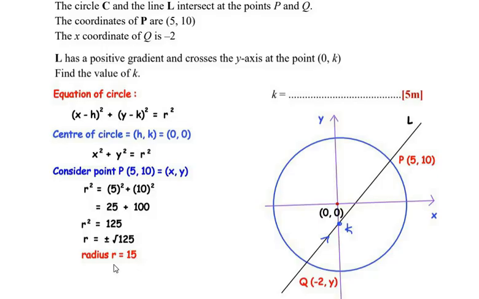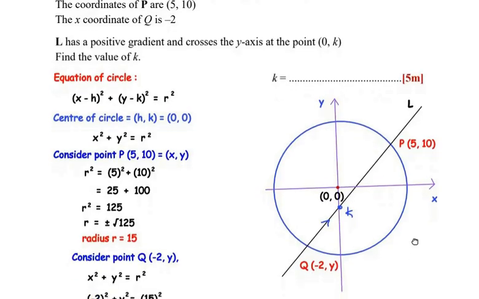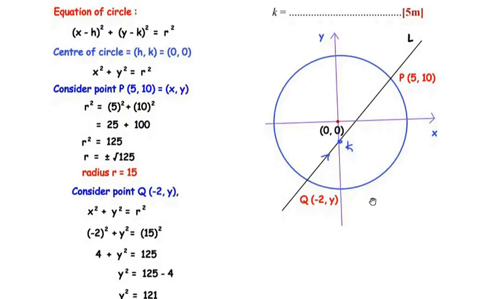Now we found the radius because it becomes easy for us to find the y coordinate of Q. So here we have written: consider the point Q with coordinates (-2, y). Now we consider the equation of the circle which we had got here, that is x squared plus y squared is equal to r squared. Now we have the value of x over here, and we have got the radius.